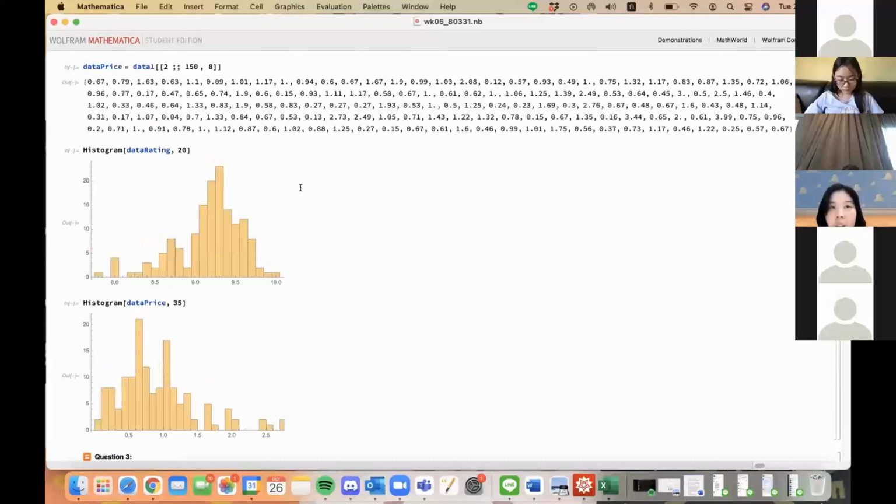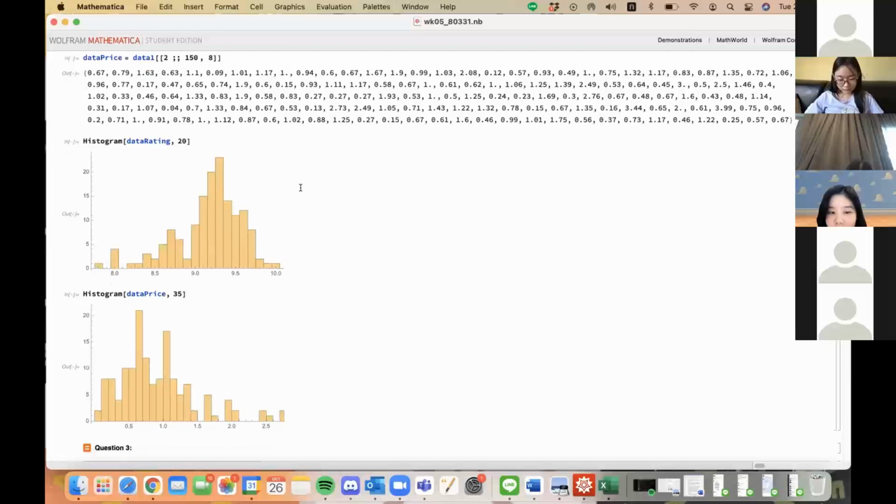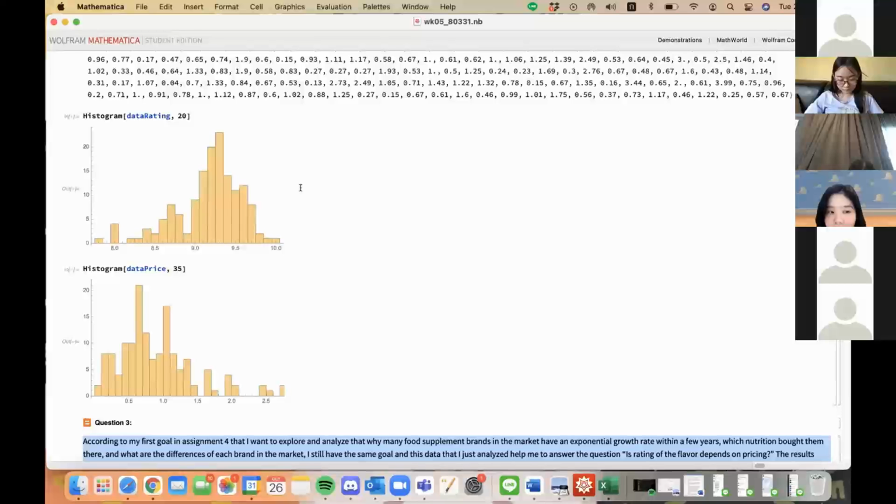I want to know that if I create this business in the future, with the nutrition that I want to use, what are the nutrition factors that will get an overall high rating from the customer at a lower price, to create a successful business in the future. So what do you have to build? You have to build a prediction model.